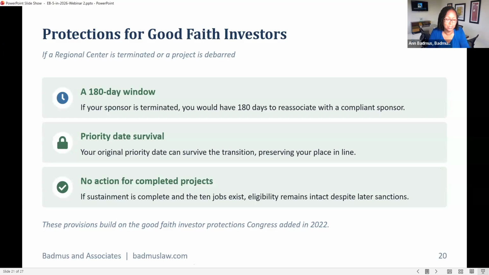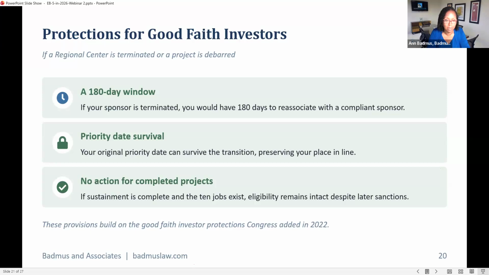So there are 3 protections that are provided by this proposed new rule. If your sponsor is terminated, then you have a 180-day window to associate with the new sponsor. When we mean by sponsor, we mean the regional center. So if that regional center is terminated in some way, whether on its own or by the government, then you have 180 days to find another sponsor. Then, in addition to that, really important, your priority date can survive that transition. So you're not really starting over in that circumstance.